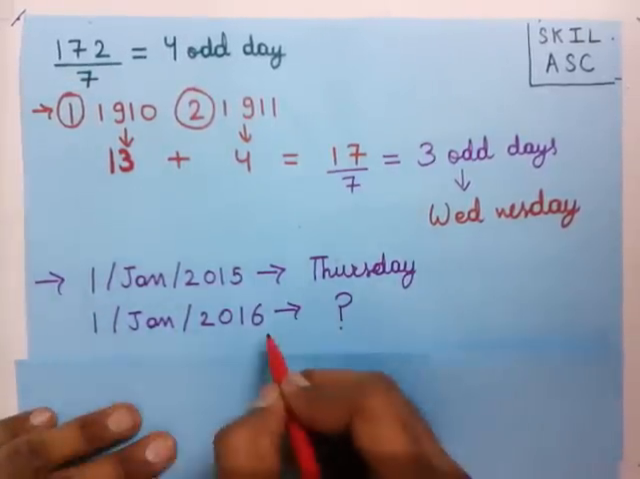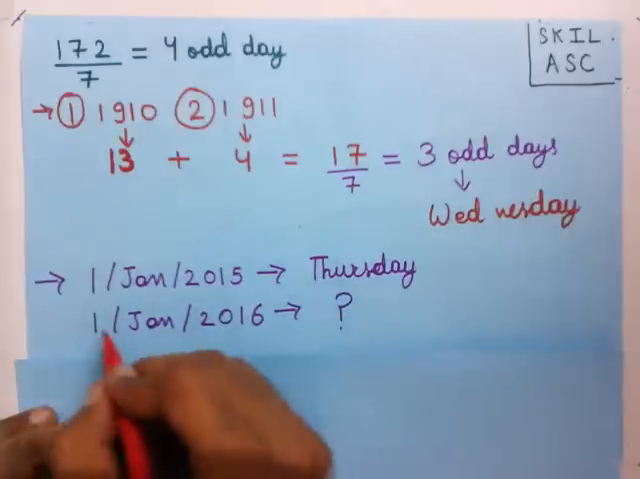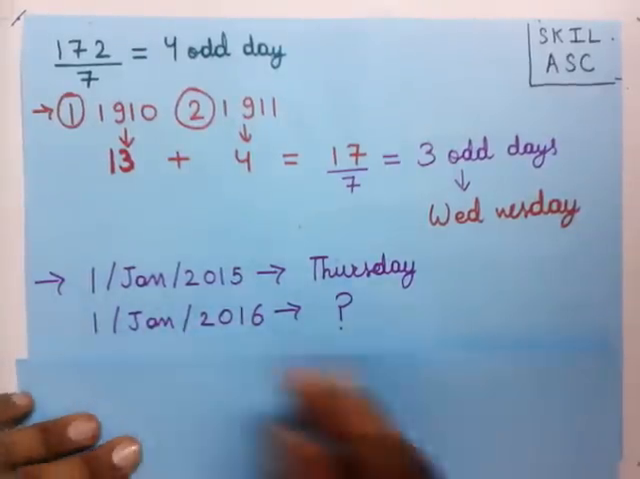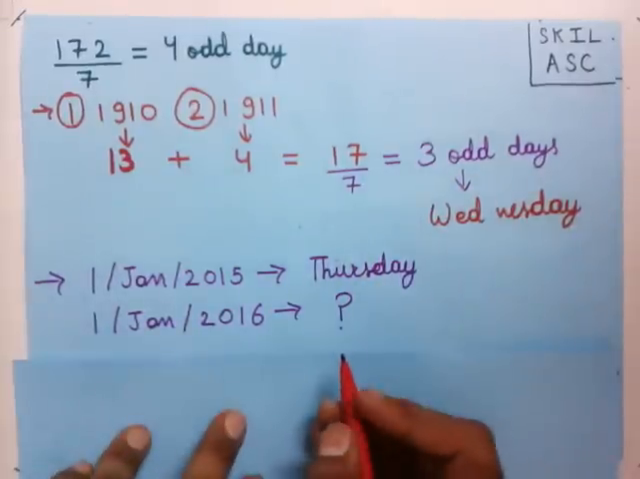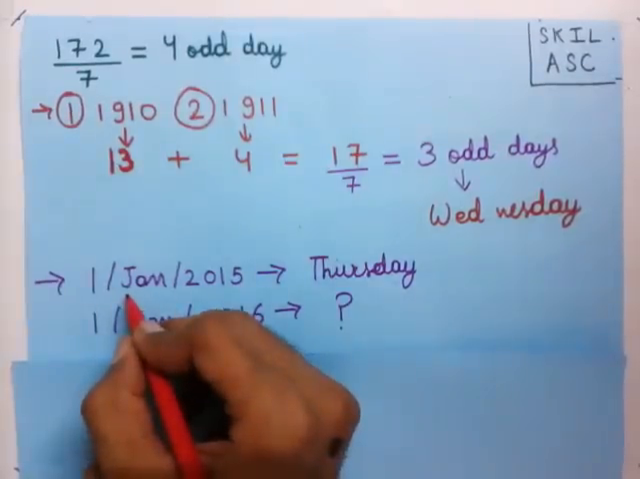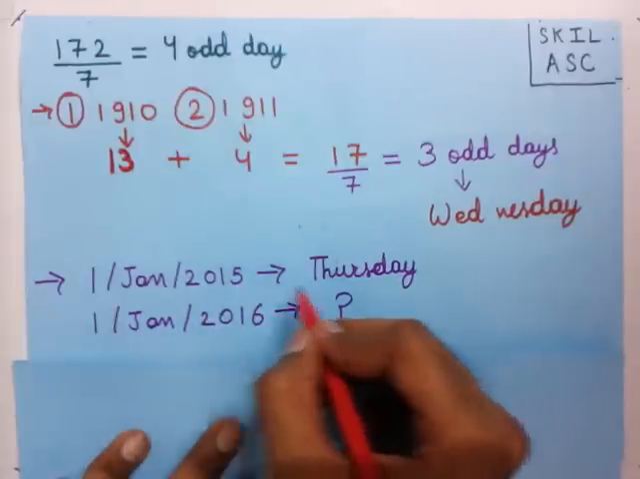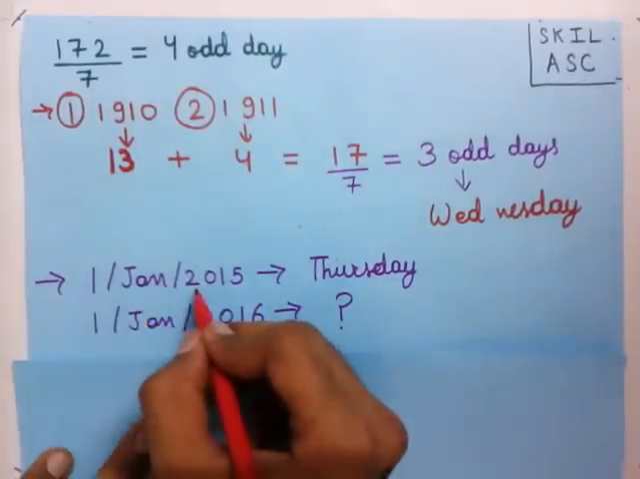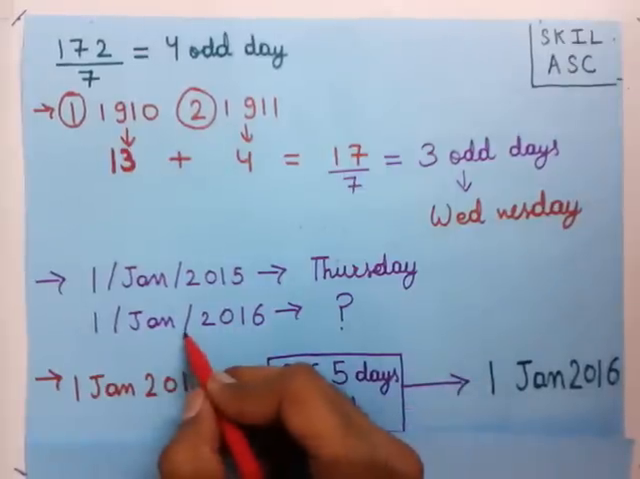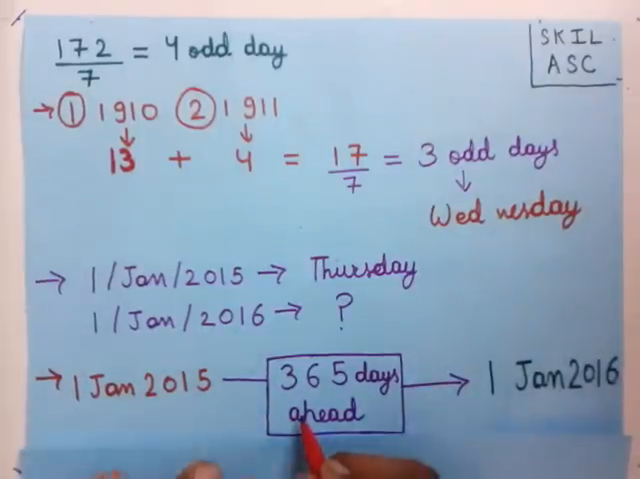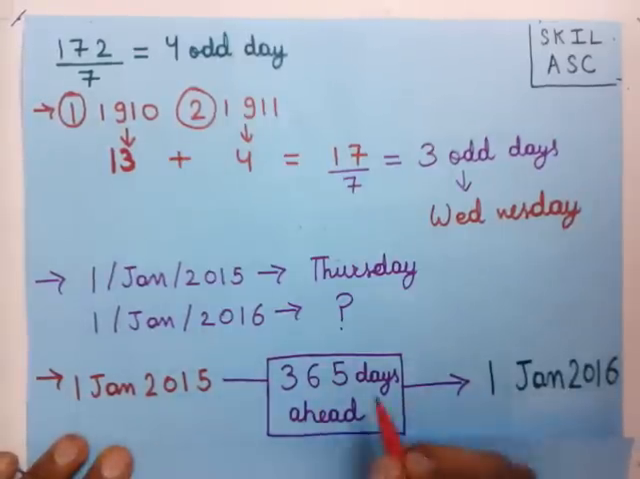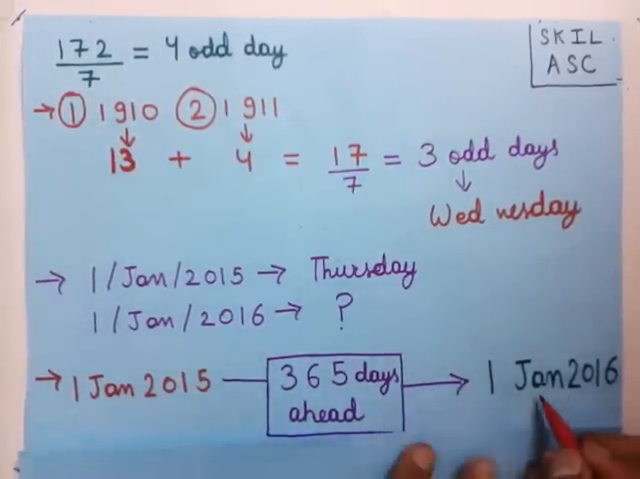It means we have to go to this date. Suppose that to find the day on this date, we will need to reach this date. What I'm trying to say is, whenever you are given the day on any particular date, you must write it first. And now suppose that we are present at the date on which the day is given. Now our aim is to reach this date. So to reach this date, we will need to go 365 days ahead of this date. So if we go 365 days ahead from this date, then we will reach this date.